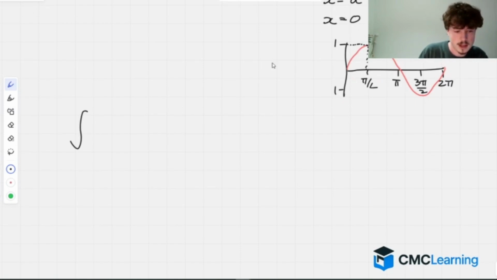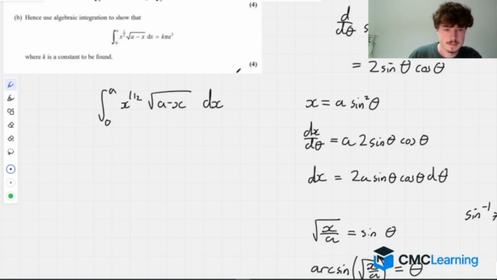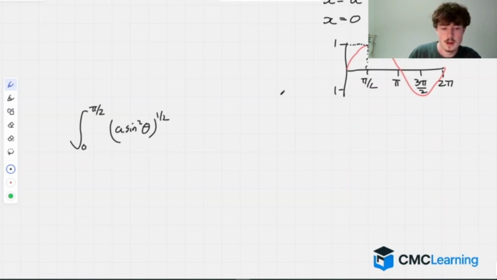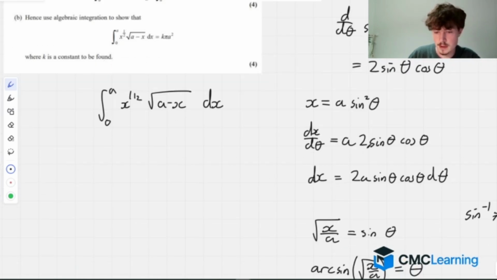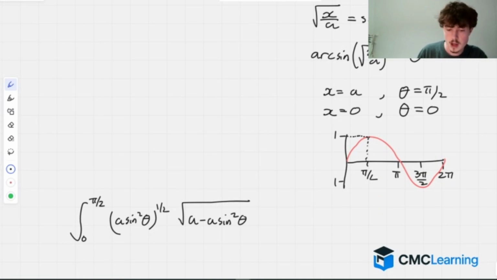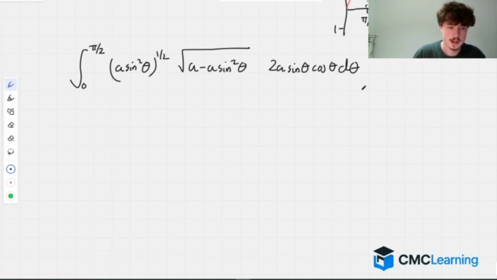So integral between limits of 0 and pi over 2, x to the half, which can be written as a sine squared theta to the half. Now we have the root of a minus x, which we'll be writing as a minus a sine squared theta. Now we want to replace the dx with the equation we have over here, so we can write 2a sine theta cos theta d theta. Now to simplify this equation, we will do the following.